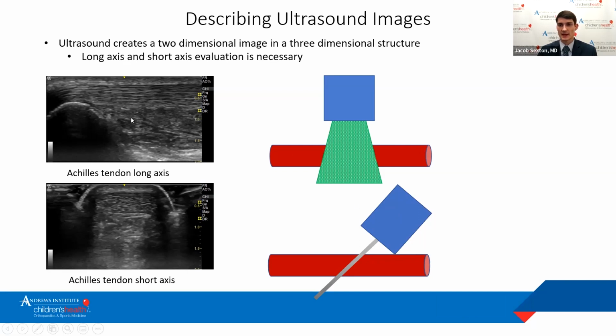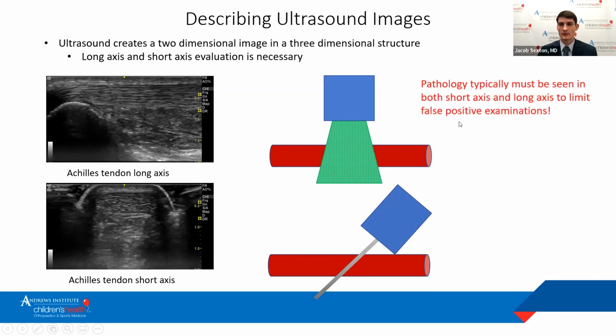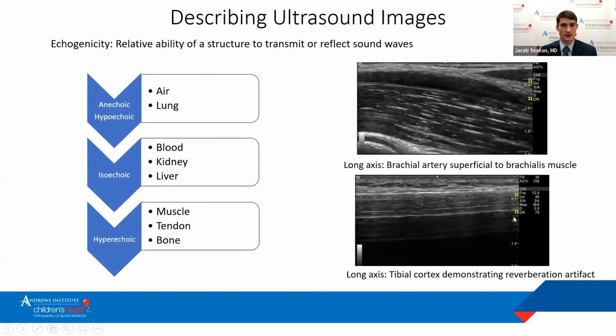And this is the same exact image on the bottom as compared to the top image, just rotated 90 degrees in short axis. So you can see how the long axis shows a long aspect of the tendon, and in the short axis you're catching more of the fibrillar bundle pattern. Remember, pathology typically must be seen in both short axis and long axis in order to limit false positive examinations. So the next thing we talk about is the echogenicity of a structure.